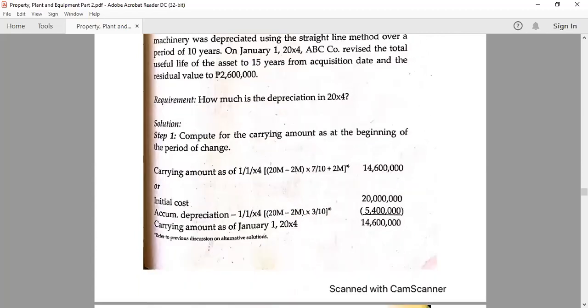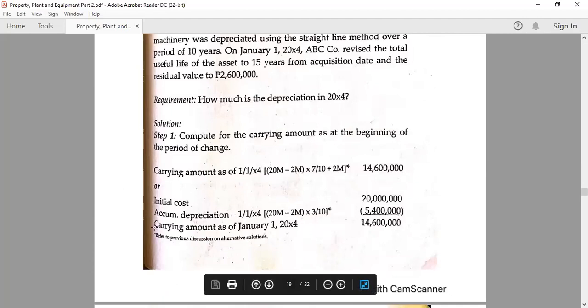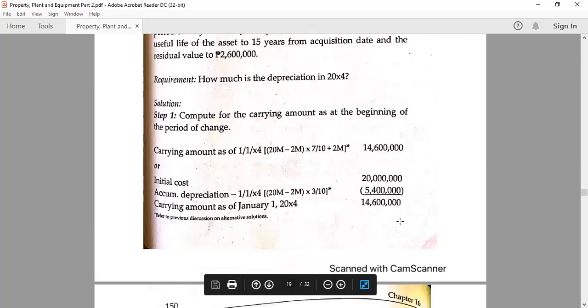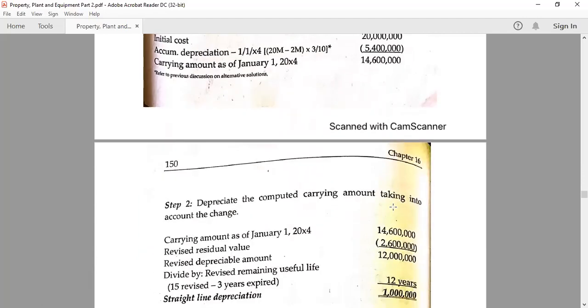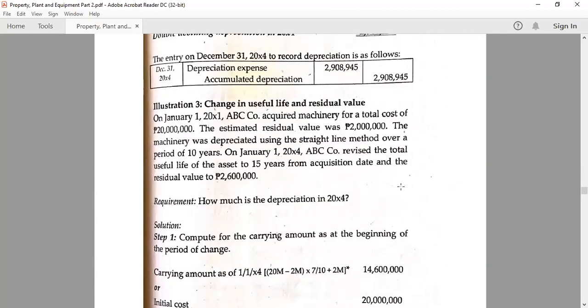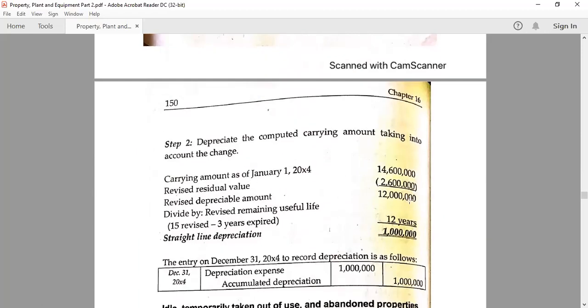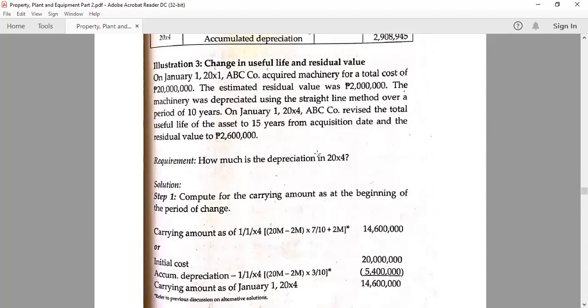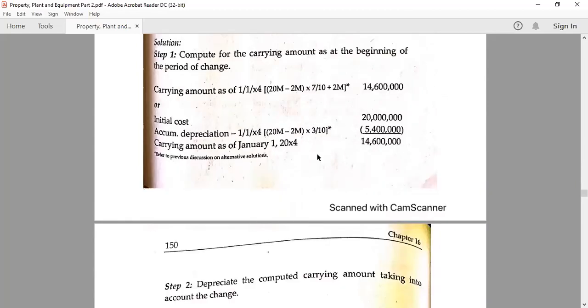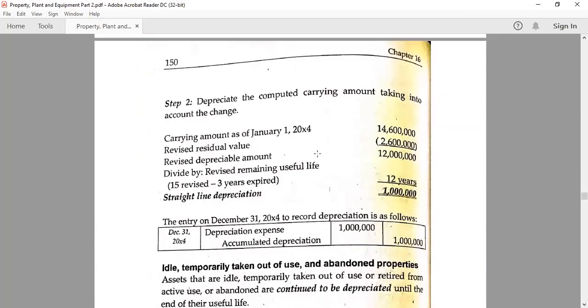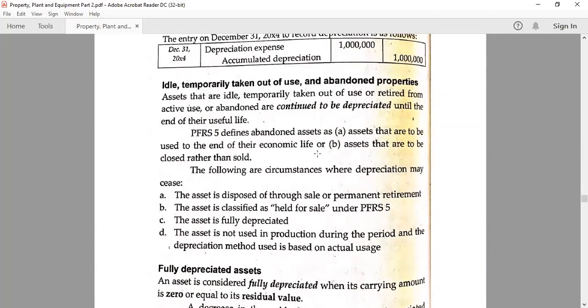This is a shortcut, but we can have this illustration anyway. So like the long cut method, but this is what is shown normally in the notes to financial statements. So carrying amount is 14,600,000. And then remember, the revised residual value is 2.6M. So here, 12 million revised depreciable amount divided by the revised remaining useful life. It is said here that the total useful life of the asset really is not 10 years, it's really 15. So the remaining instead is 15 minus 3, 12 years. And that is under the straight line depreciation method, 1 million pesos.